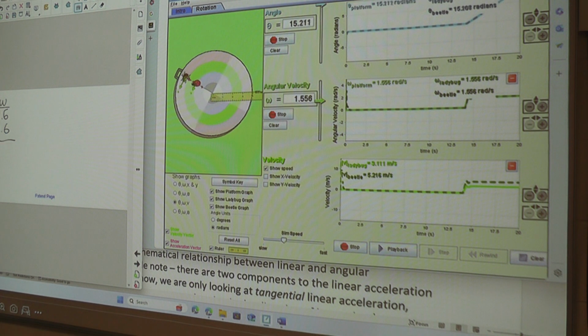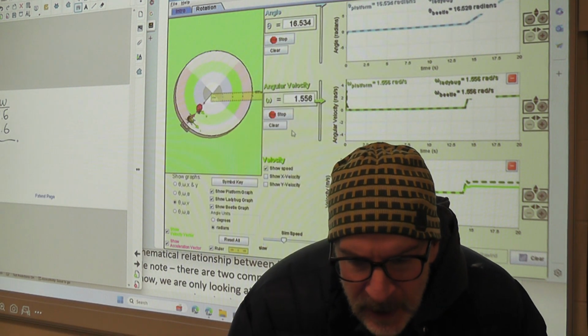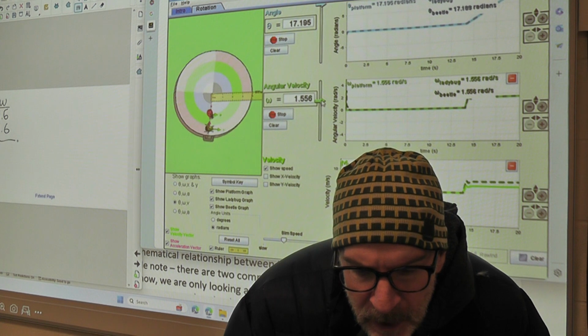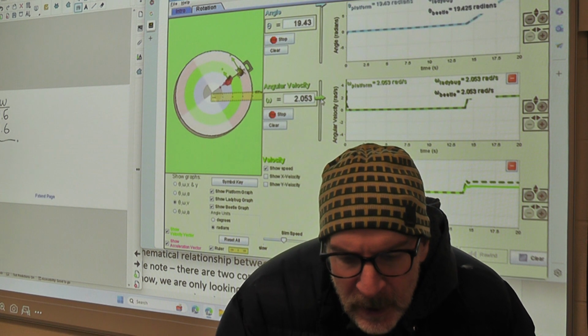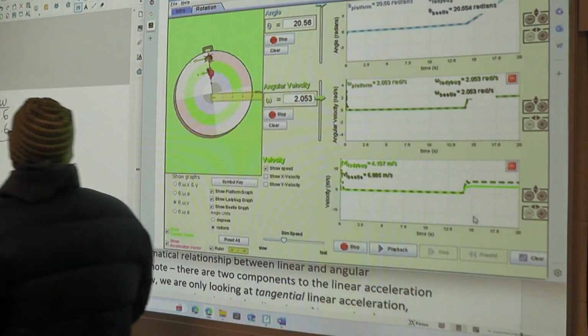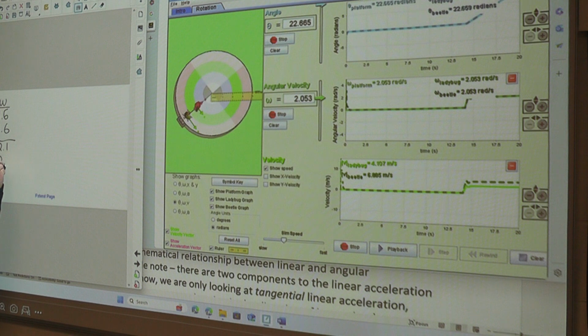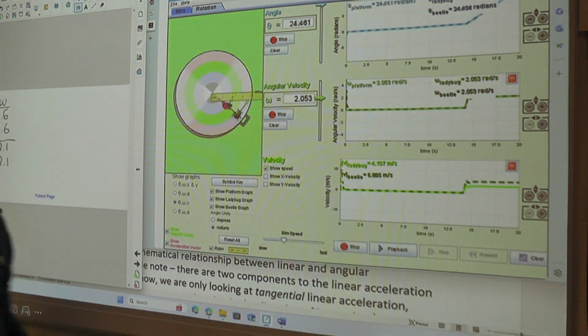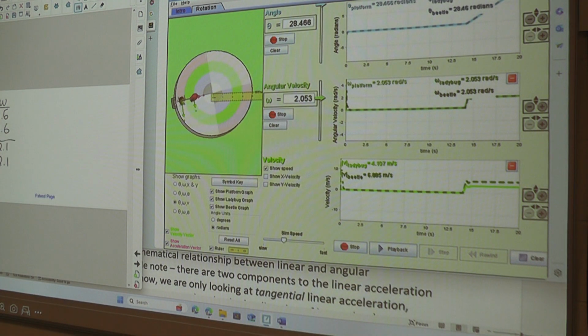All right, and now I'm going to change my angular velocity. I'm going to make it a little bit more, about 2. So my angular velocity is about 2.1. And again, I have 2 different linear velocities. My beetle is about 6.9, and my ladybug is about 4.2. Okay?